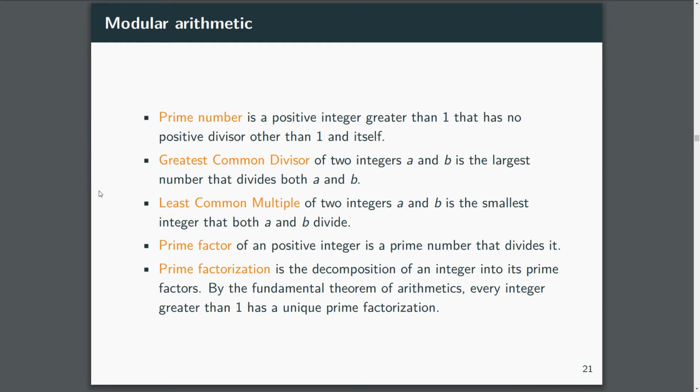A prime factor of a positive integer is a prime number which divides it. And the prime factorization of an integer is the decomposition of it into its prime factors. And by the fundamental theorem of arithmetic, every integer greater than 1 has a unique prime factorization. And this fact can be very useful.